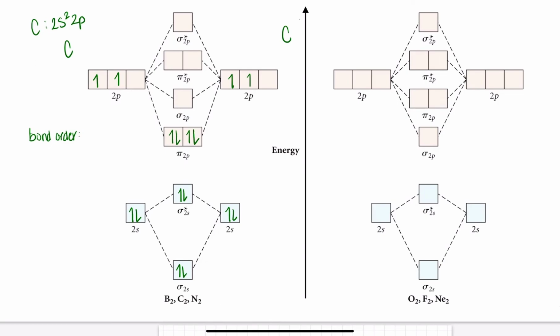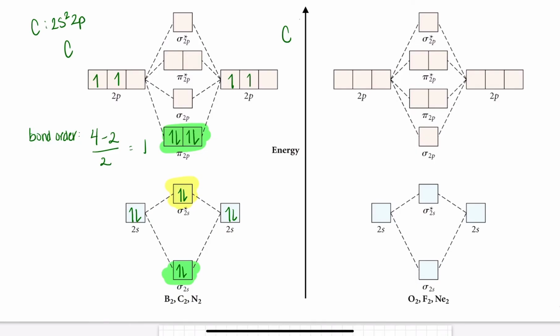Number of bonding electrons. You can do all of them if you want to. If you feel more comfortable, count up all of your bonding electrons. You're going to get the same answer, and I'll show you. You got 4. Count up your non-bonding electrons. You've got 2. Divided by 2, that's going to give you 1.